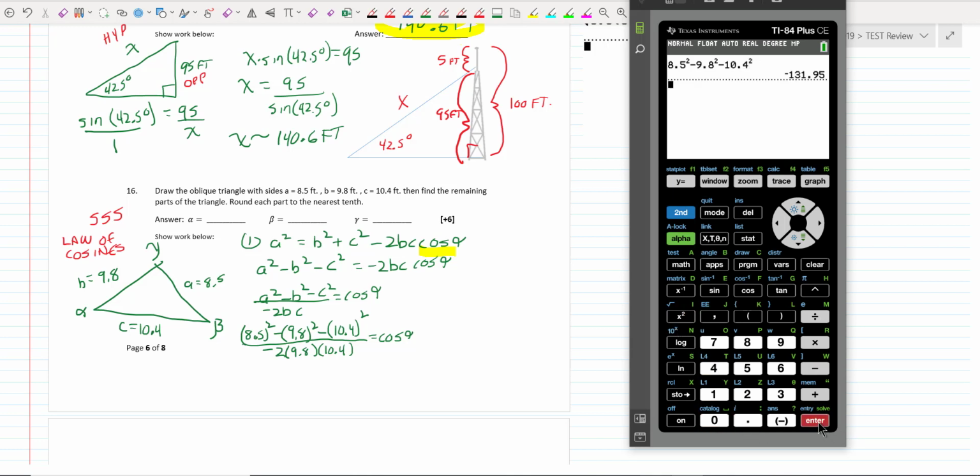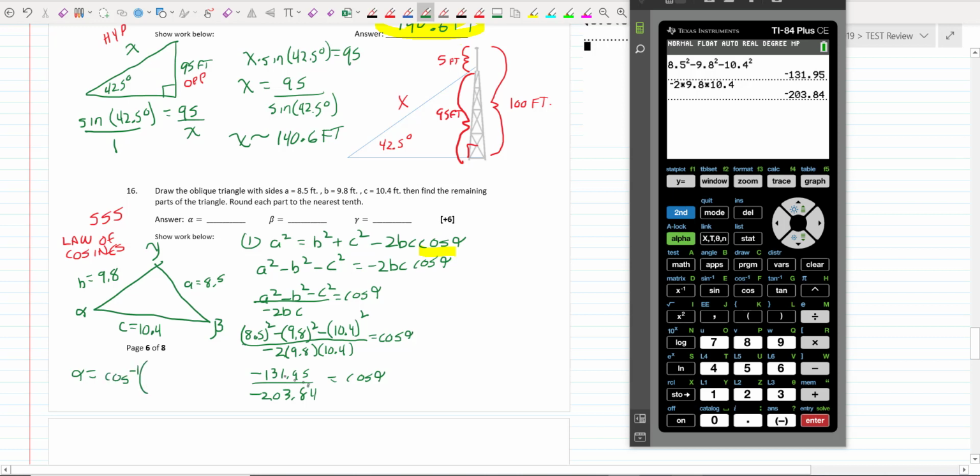Get that answer. Okay, and I like to write this down: negative 131.95. And then do the bottom, negative 2 times 9.8 times 10.4, and that will give negative 203.84 equals cosine of alpha. Now over here, alpha is going to be the inverse cosine of these numbers. You're going to get a positive, so I'm just going to write it like this. No need to put the negatives in because it becomes positive anyway.